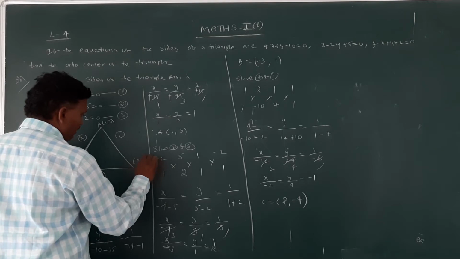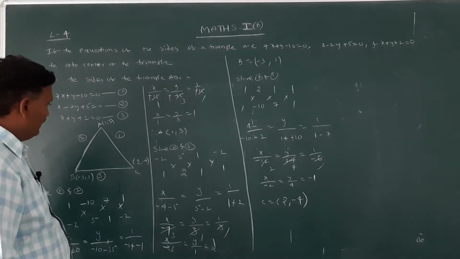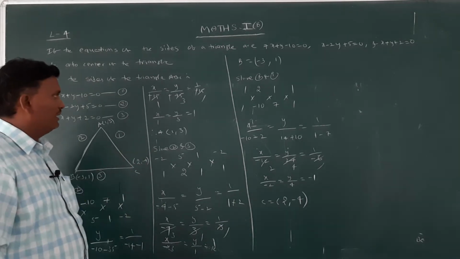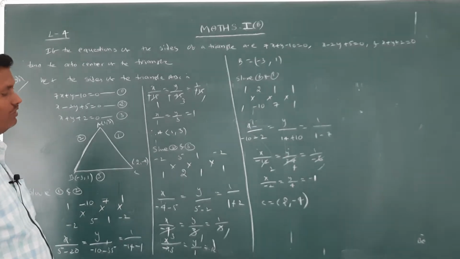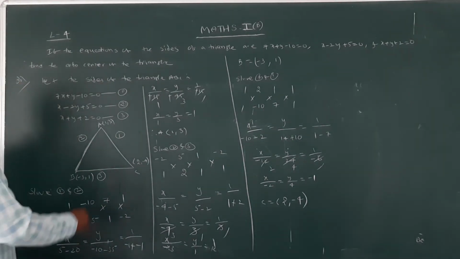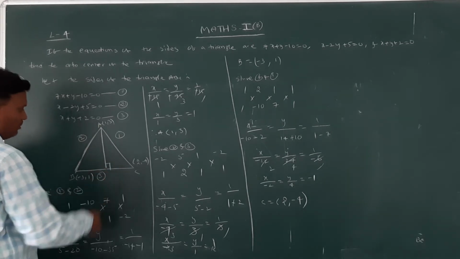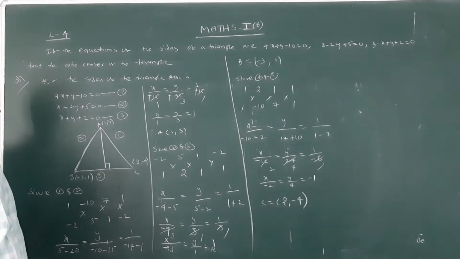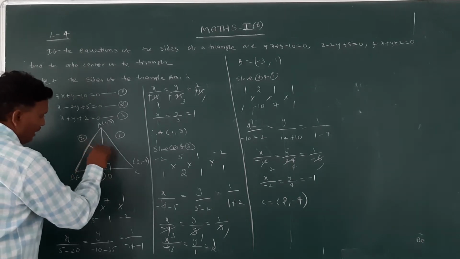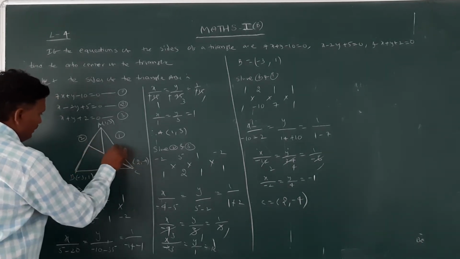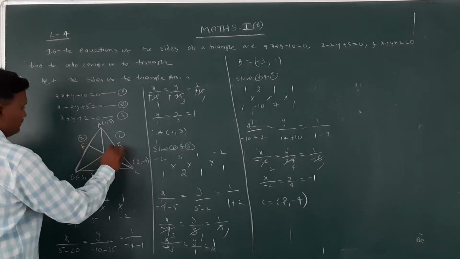2 comma minus 4. We get the vertices of A is equal to 1 comma 3, B is equal to minus 3 comma 1, C is equal to 2 comma minus 4. First we find the slope of BC. Next, also we find the slope of AC.